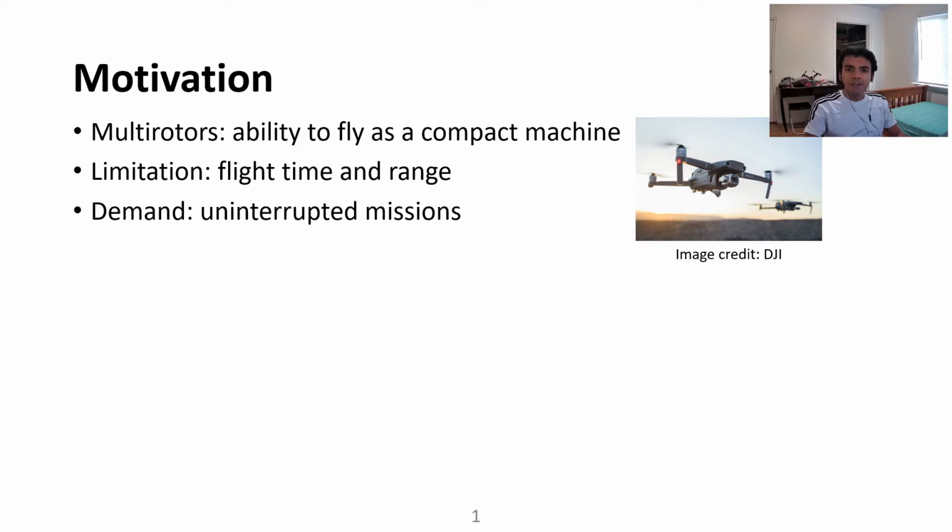Typical commercial multirotors have flight times of about 15 to 30 minutes. There is a demand in the industry for uninterrupted missions and longer range for applications such as package deliveries. One of the problems is that the energy sources used by multirotors, such as batteries, do not reduce in mass and remain as dead weight after consumption. Moreover, the energy source mass is typically a significant fraction of the total mass.